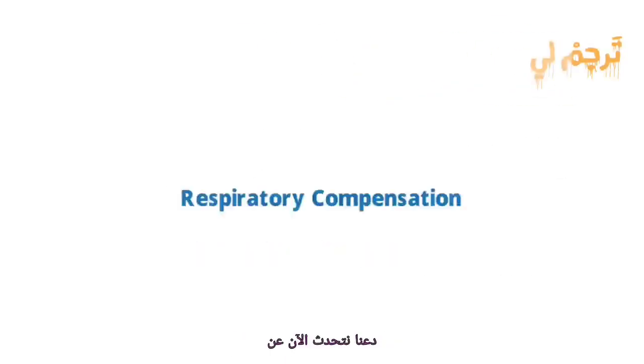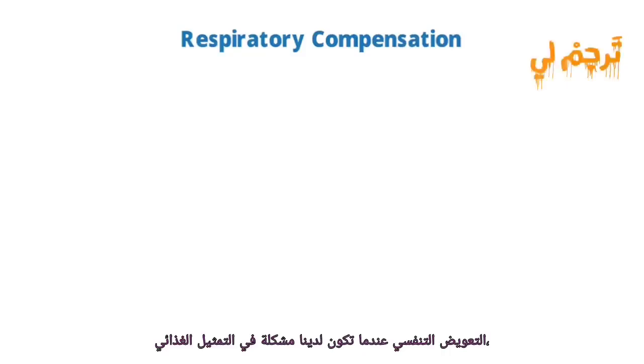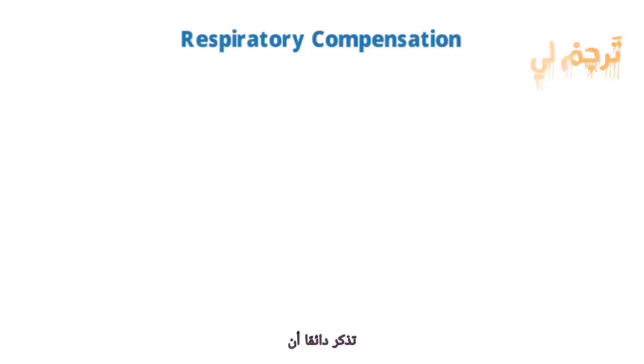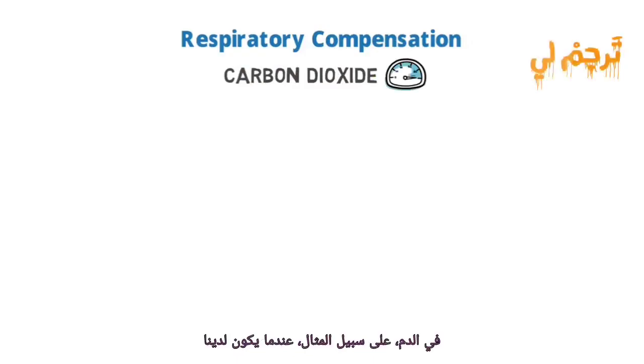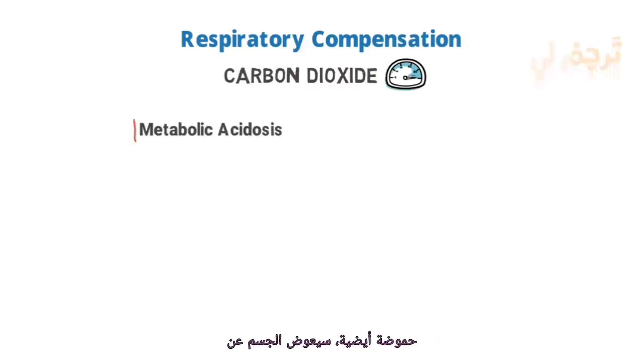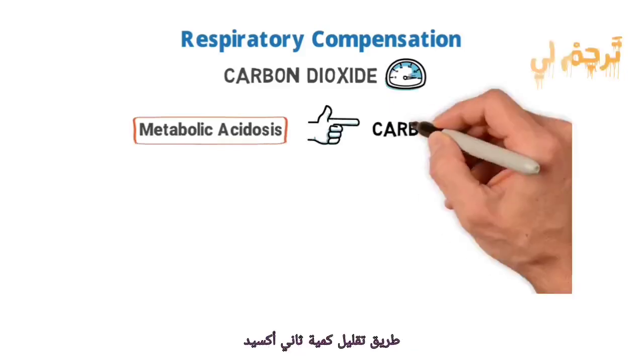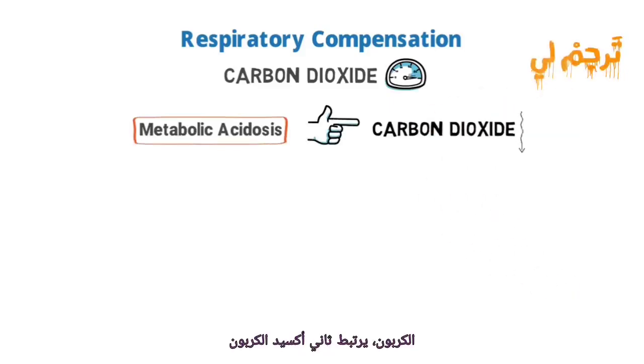Now let's talk about respiratory compensation. When we have a metabolic problem, always remember that our respiratory system will compensate by regulating the amount of carbon dioxide in the blood. For example, when we have metabolic acidosis, the body will compensate by decreasing the amount of carbon dioxide. Carbon dioxide is associated with acidity, so when the body detects that there is acidosis, it will try to compensate by decreasing the amount of carbon dioxide in our system.